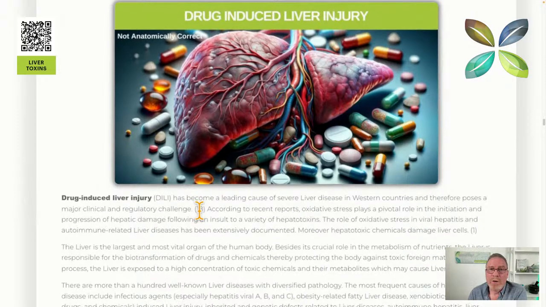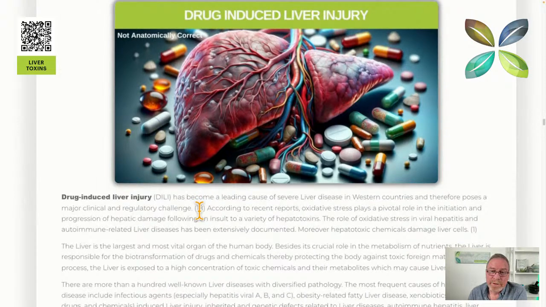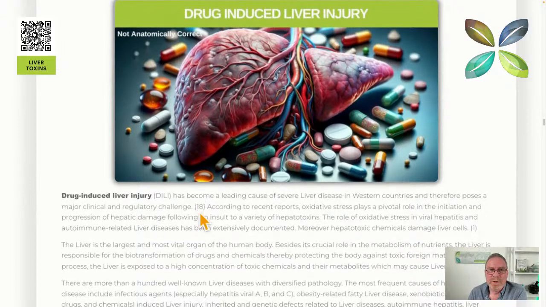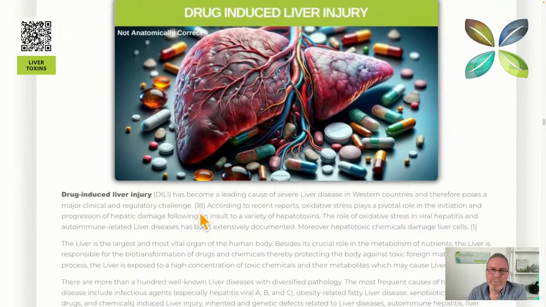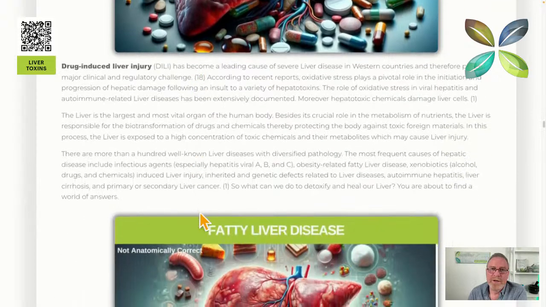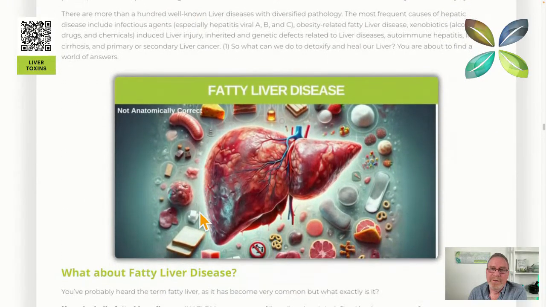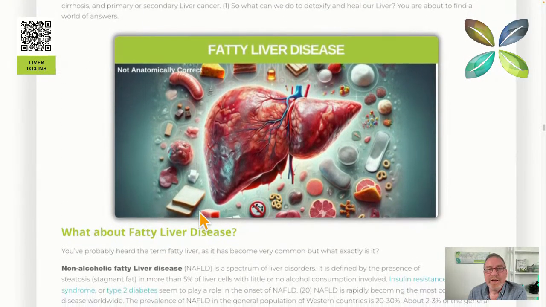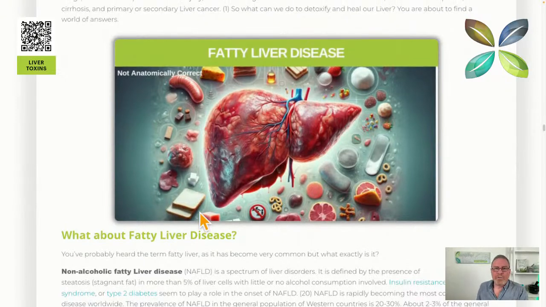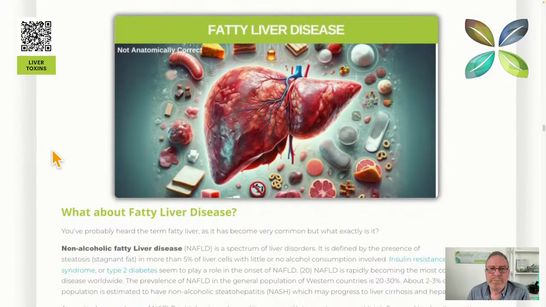So drug overdose or drug injury from actually using the drugs correctly, not even overdosing. A big problem is drug-induced liver injury. So keep an eye on your prescriptions. Try to get off prescription drugs if you can and onto natural substances or alternatives. Try using the alternatives first. That's my suggestion. And if all else fails, a pharmaceutical should be a last resort.